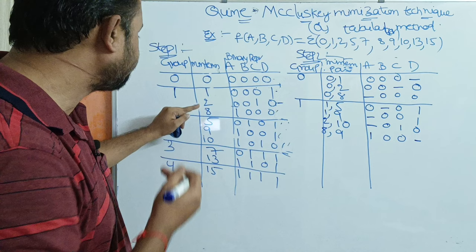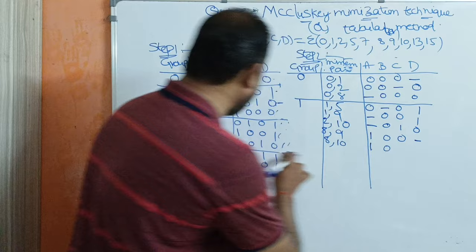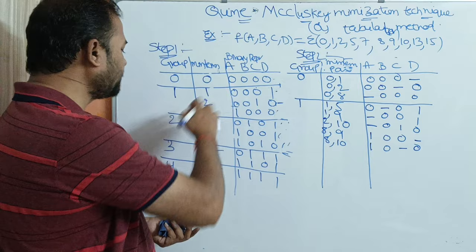Next, 8, 10. Difference is 2, so we can combine them. Let's see here. 8 is 1, 0, 0, 0 and 10 is 1, 0, 1, 0. So first two positions are same, 1, 0. Next position dash, whereas the last position is 0. So group 1 with group 2 comparison is over.